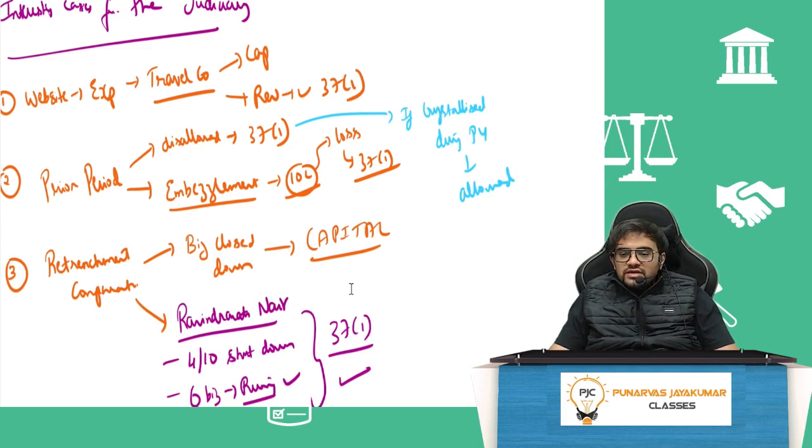If prior period items are crystallized during the previous year, then it is allowed, though it's not technically a prior period item. For example, arrears of salary. Arrears of salary for all these years I paid now. It is crystallized during the previous year, hence allowed.